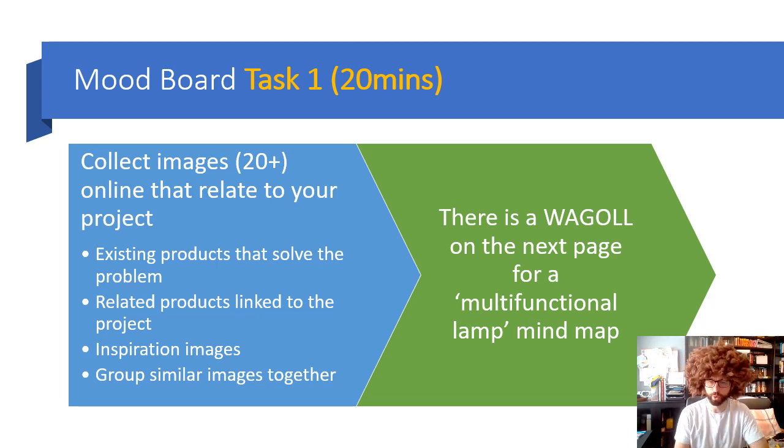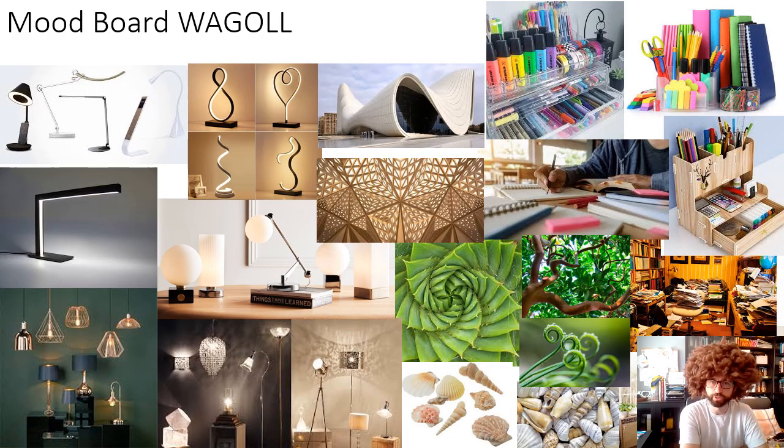Okay, so we look at the waggle now. So here's a waggle of a mood board, just a collection of images. I've got all the lamps on the left hand side. I've got some desk organizer bits and stationery on the right hand side. I've got some nature images, and I've got some pictures of some desks. Yay, some pictures. At the end of the day, on its own, this page isn't worth anything. Okay, so it's a waggle, but it's not worth anything.